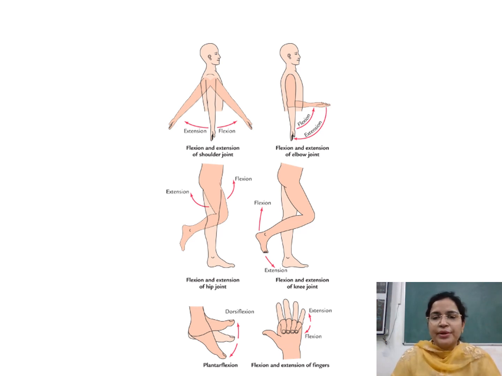Now for the abduction and adduction movements: whenever the limb comes close towards the axis of the body, that is described as adduction.